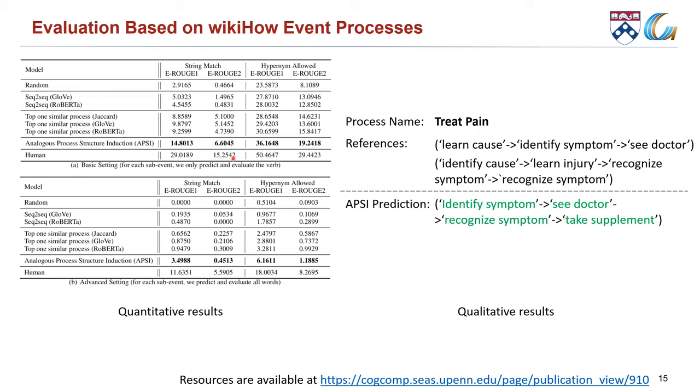As I said, this is a kind of challenging task. But at the same time, on the right-hand side, we can show this kind of meaningful example. Let's say given the objective of treating the pain, the system can actually predict identifying symptoms, seeing doctor, recognizing symptoms, and also taking supplement, which is kind of meaningful. So we do have the data set and the system released in the website.